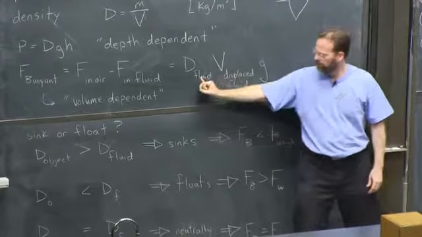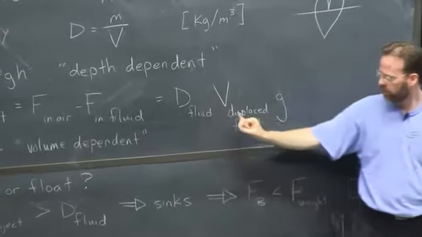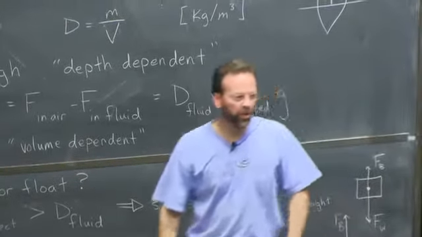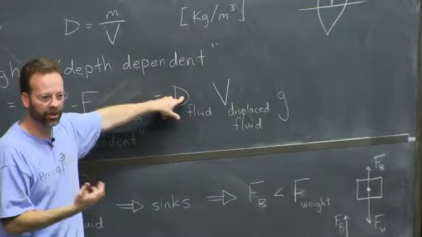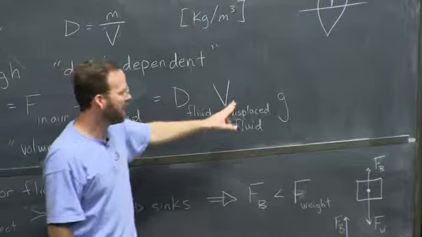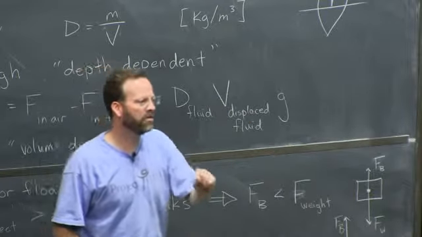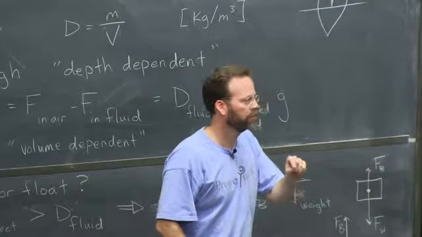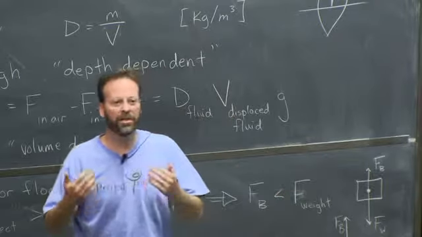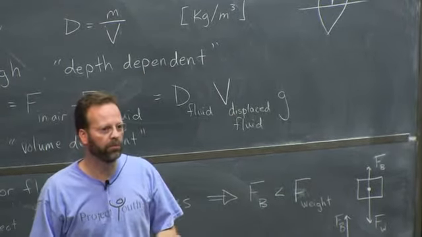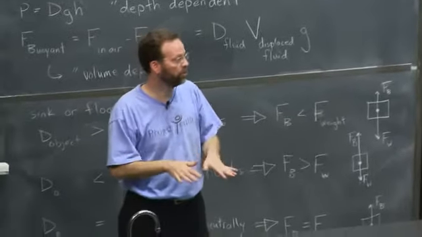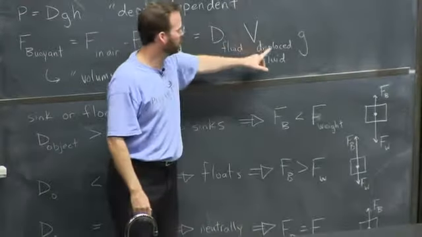Remember these subscripts. Some people get confused and they want to do the density of the object. No, it's based on the density of the fluid you're in. And it's not always the volume of the object. If the object isn't completely submerged, it doesn't displace its entire volume of the fluid, just what's submerged. So this is the volume of the displaced fluid.